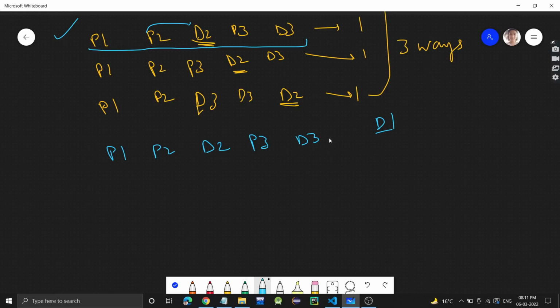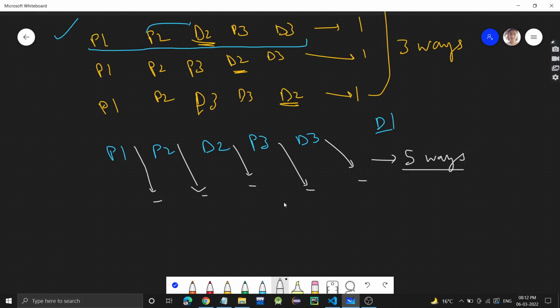We can place d1 here. D1 can be placed here. D1 can be placed here. D1 can be placed here. And d1 can be placed after p1 also. So how many ways are there? There are 5 ways.